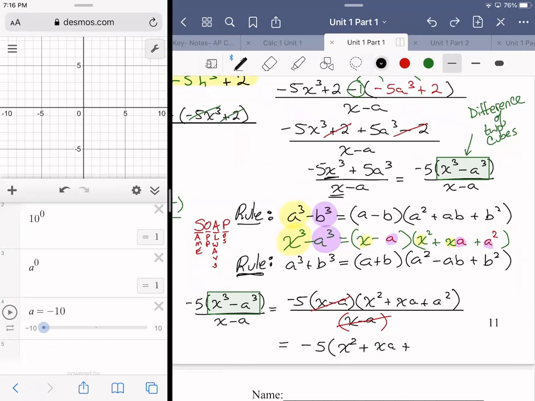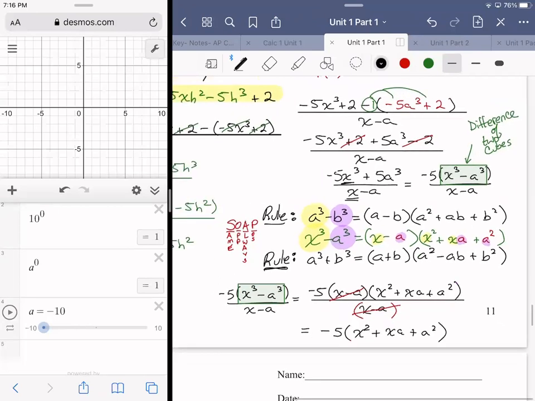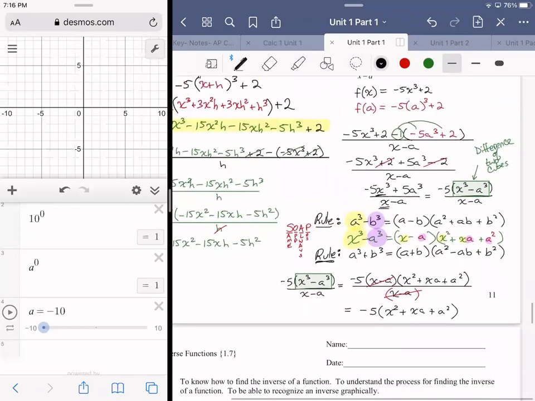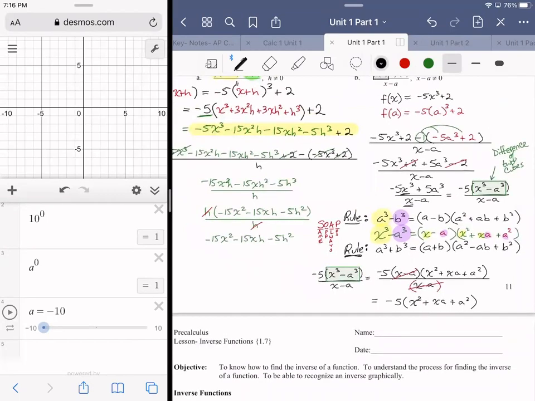You could distribute through the 5 if you want or not. It doesn't make a difference. So nobody's going to lose any sleep over that, except maybe a teacher down the line who just kind of hates life and everybody. But that's not me, not yet anyway.